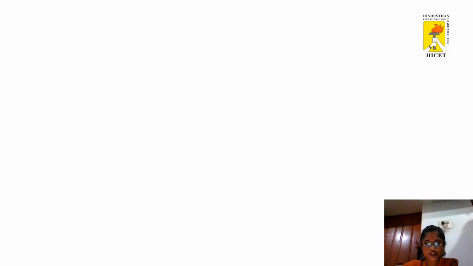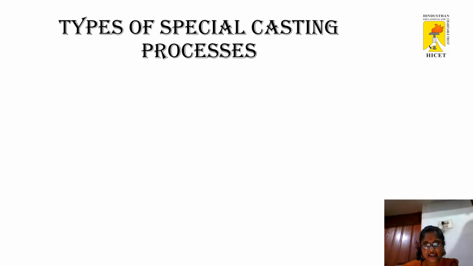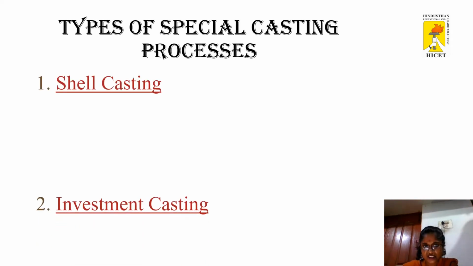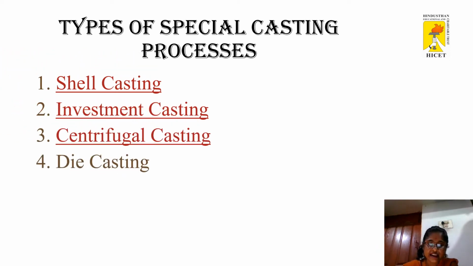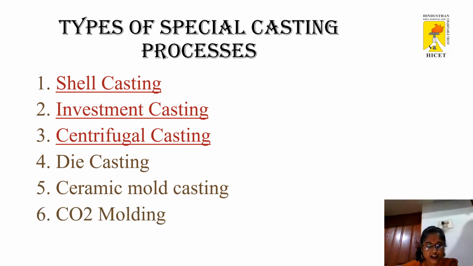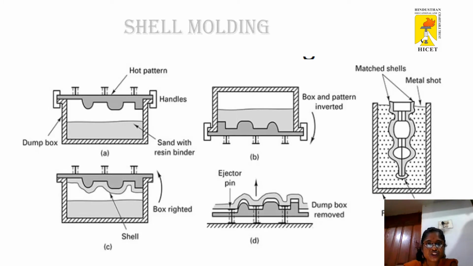Next, we are going to see the types of special casting process: shell casting, investment casting, centrifugal casting, die casting, and lastly ceramic mold and carbon dioxide molding. I have highlighted these three because only these three topics are in our syllabus. Shell casting and investment casting will be in these slides, and centrifugal casting will be in the next presentation. Now we'll see what shell molding is.